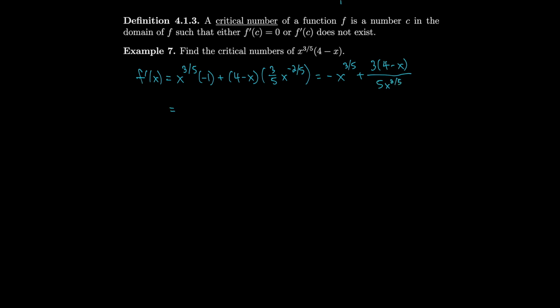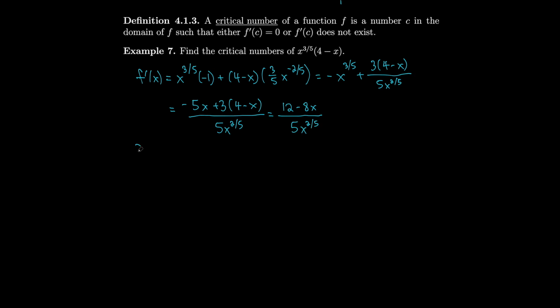Okay, so then that works out to be negative 5x plus 3 times 4 minus x over 5x to the 2/5. And then we just distribute and simplify. We get 12 minus 8x over 5x to the 2/5.